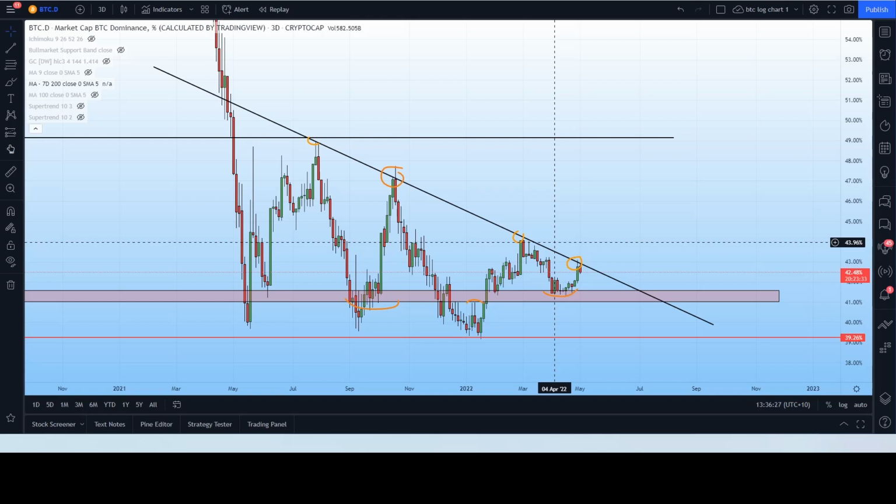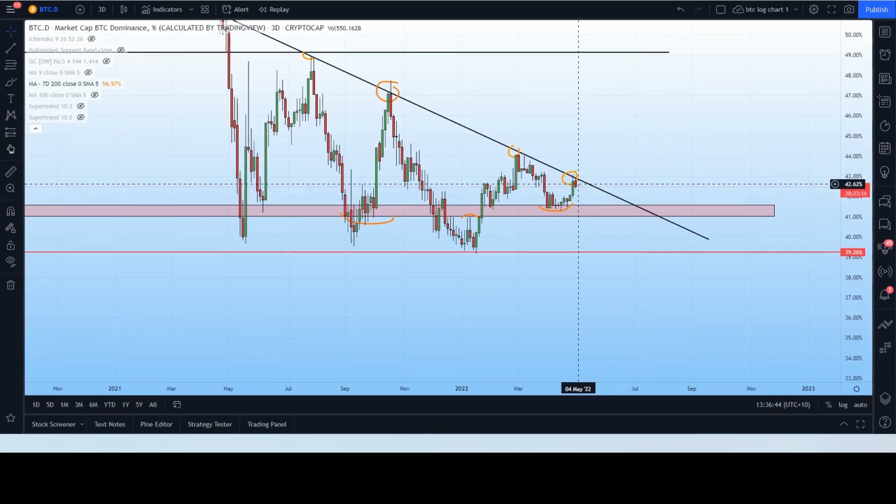All right, do I think it's going to happen? Really hard to say. At the end of the day, this channel is a descending line of resistance, so at some point it will break upwards. So we can assume that it's more likely than not that this will happen. It should take a massive reversal in the market to allow this to drop below this red zone again, and allow altcoins to go parabolic.